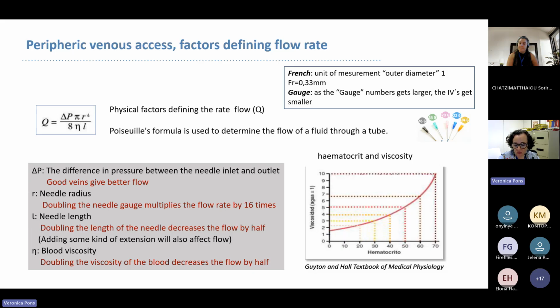Another important thing is the radius of the needle. Doubling the needle gauge multiplies the flow rate by 16 times, for example, and also the length of the needle matters: flow decreases with longer needles. Also important are blood viscosity and hematocrit levels, because all of them play an important role. The higher the viscosity, the lower the flow rate. So I think it's important.